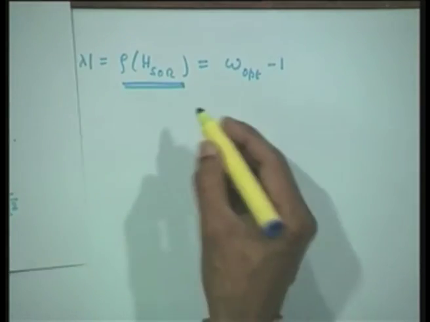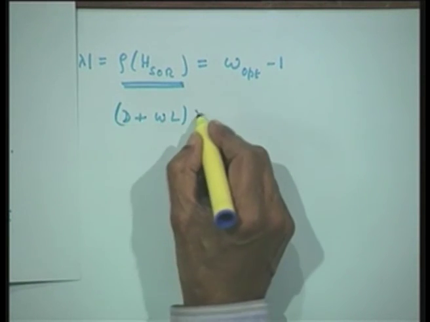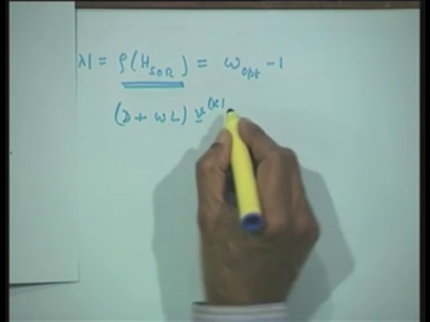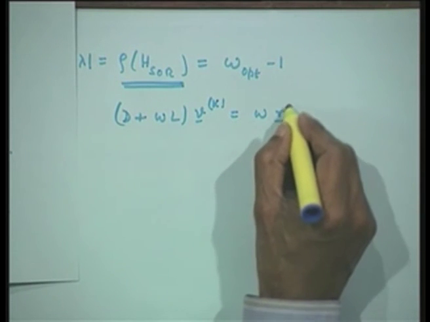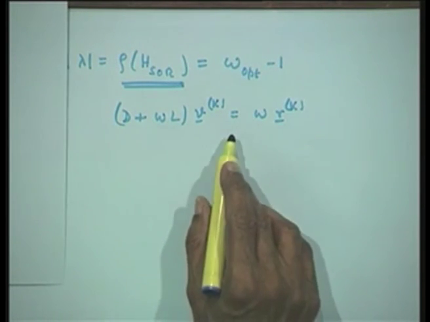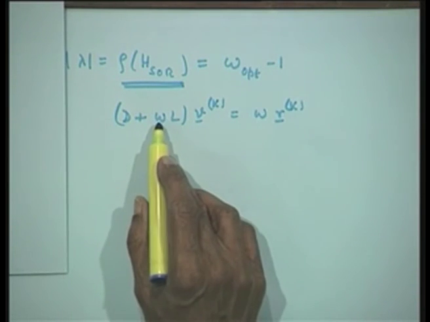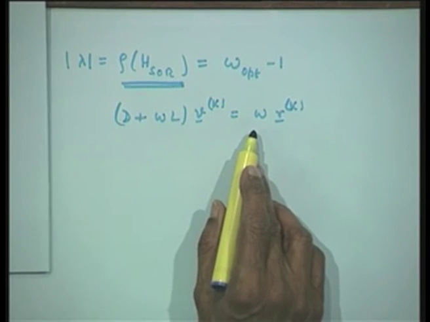If you remember, we have used the scheme as D plus omega L V k is equal to omega R k. So, we have used this error format for this SOR also. So, we could use this itself, and this is the value that we are going to substitute over here and solve the particular problem.